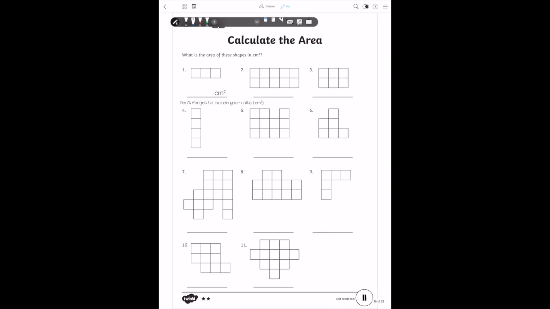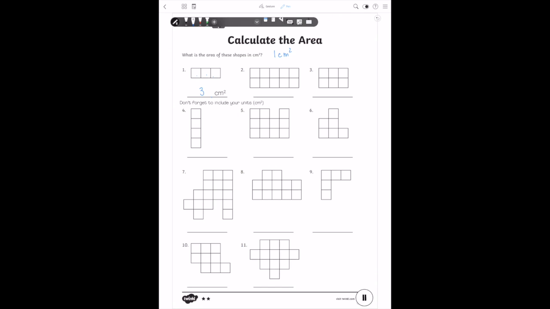On the next sheet, it's very similar. These boxes are also equal to 1 squared centimeter, so all you have to do is count the boxes. Okay, so don't forget, and in this one it's 1, 2, 3. So this one would be 3 centimeters squared, or squared centimeters.